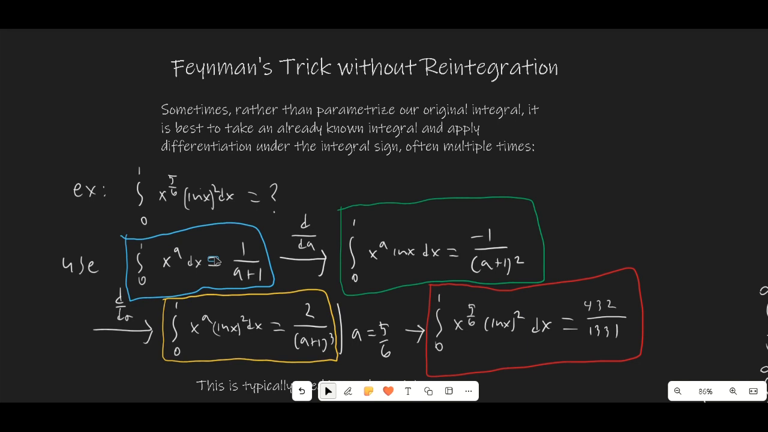So what we're going to do here is, rather than setting this equal to I of a and then differentiating with respect to a and then integrating again, we're just going to take this original formula and we're going to differentiate with respect to a.